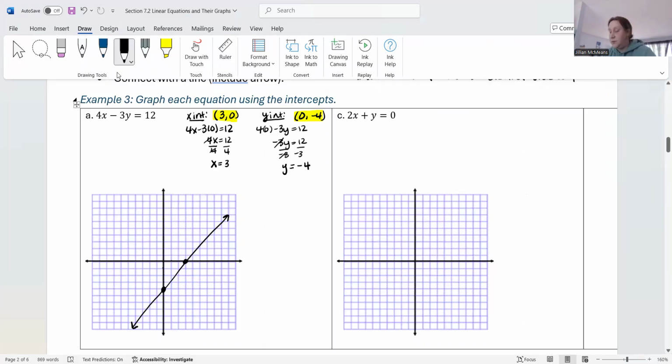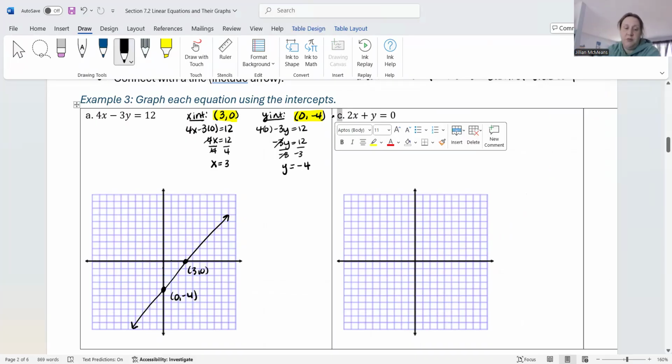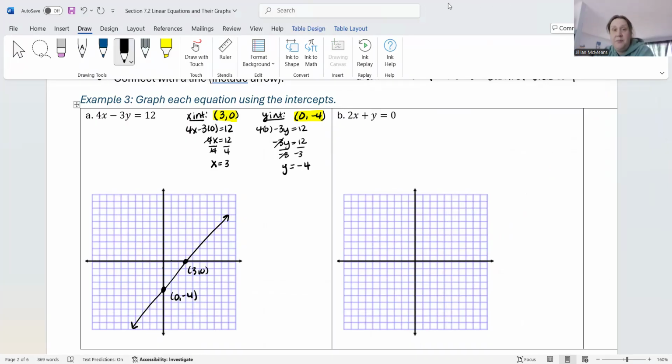Okay, so there we have it. We've got our x-intercept of (3, 0) and our y-intercept of (0, negative 4). Now, for part, this should say part B, y'all. Please forgive me. That should say part B, okay? And we have 2x plus y equals 0. So we want to find the x and the y-intercept. So let's start with the x-intercept.